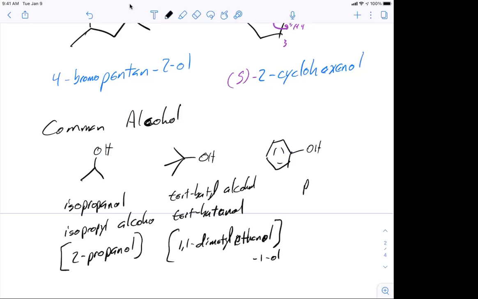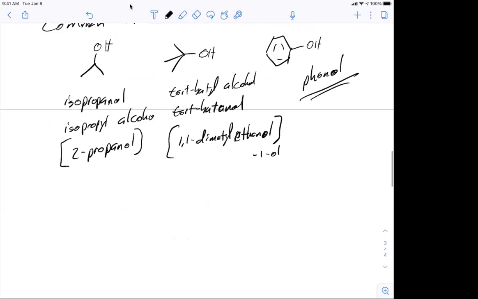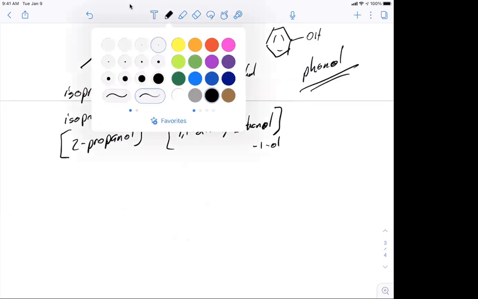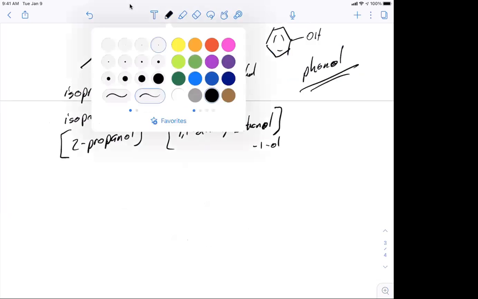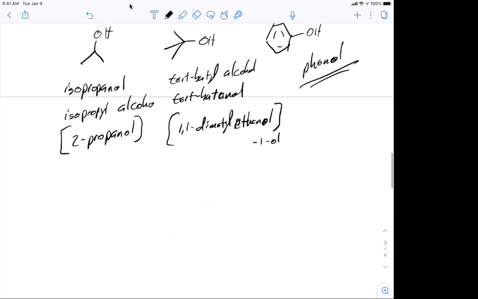And then this is our phenol, right? And of course, that's a whole subclass of alcohols by themselves. Okay. And again, shouldn't be hard to know these. Phenol is probably the only one you haven't run into in your normal life. Isopropyl alcohol is in rubbing alcohol. That's rubbing alcohol.